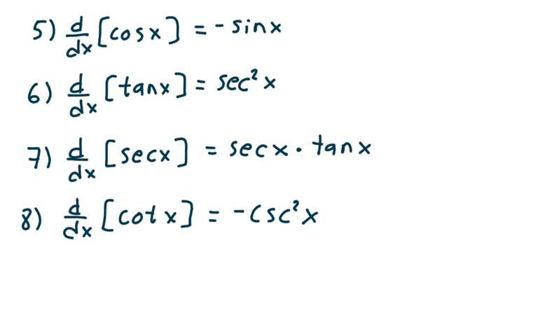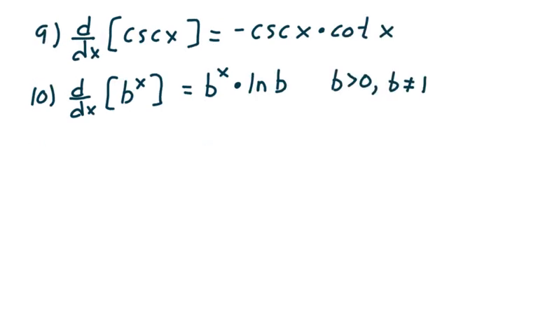Number eight, the derivative of cotangent x with respect to x is equal to negative cosecant squared of x. Number nine, the derivative of cosecant x with respect to x is equal to negative cosecant x times cotangent x. And number 10, the derivative of b to the x with respect to x is equal to b to the x natural log of b. In that one, b is a real number, b is greater than 0, and b can't be 1.